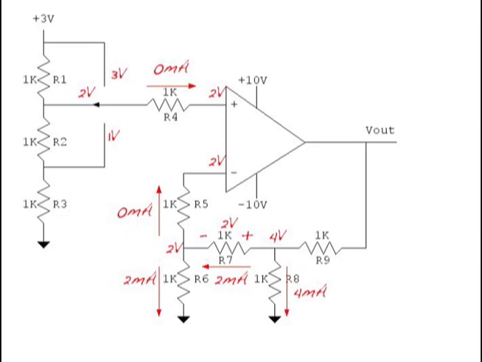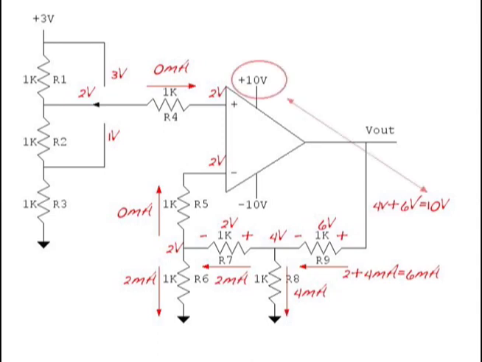And 2 milliamps plus 4 milliamps is 6 milliamps. And 6 milliamps flowing through a 1K resistor is going to create a 6 volt drop. So 4 volts plus 6 volts means that V out is now 10 volts. Now, assuming this is a rail-to-rail op-amp, the output can be 10 volts. Since the supply voltage is 10 volts, 10 volts is about as high as V out can ever get.